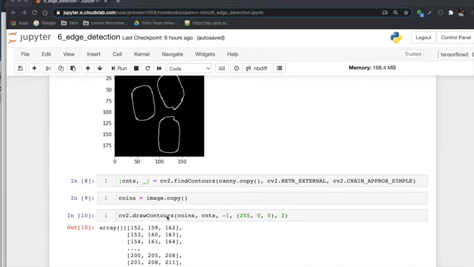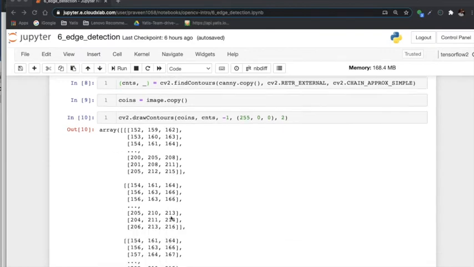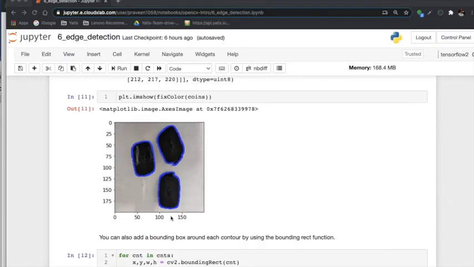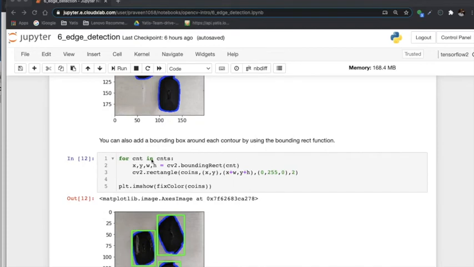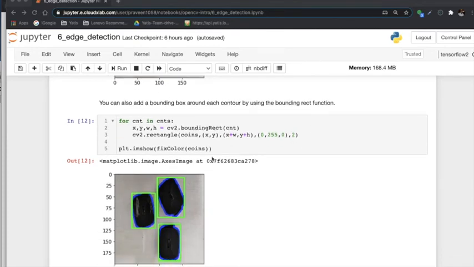And we can then draw the contours and see them on our picture. So as you can see, I've drawn the contours on our picture, and I have a nice blue outline identifying the contours, and I can clearly see where my devices are.